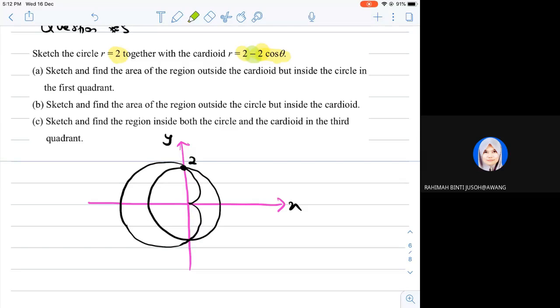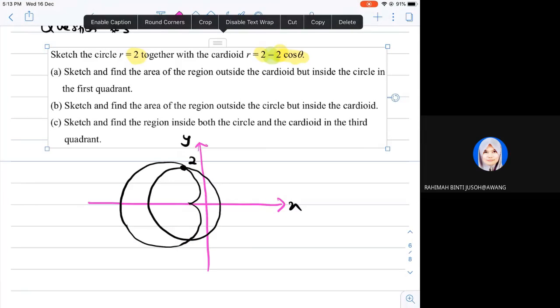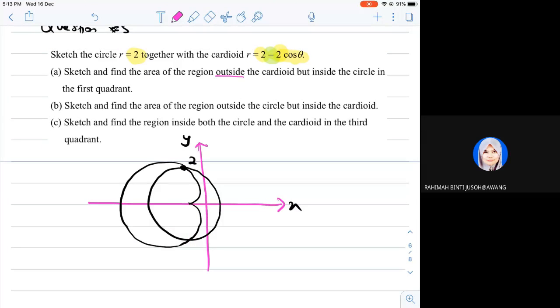Okay. So let's say we will answer question number 1. So question number 1 said we have the region outside the cardioid, but inside the circle. Okay, outside the cardioid, inside the circle. Outside cardioid, inside circle, in the first quadrant.